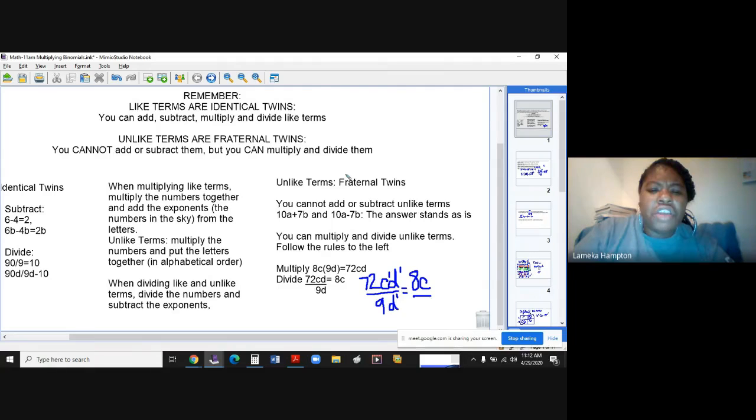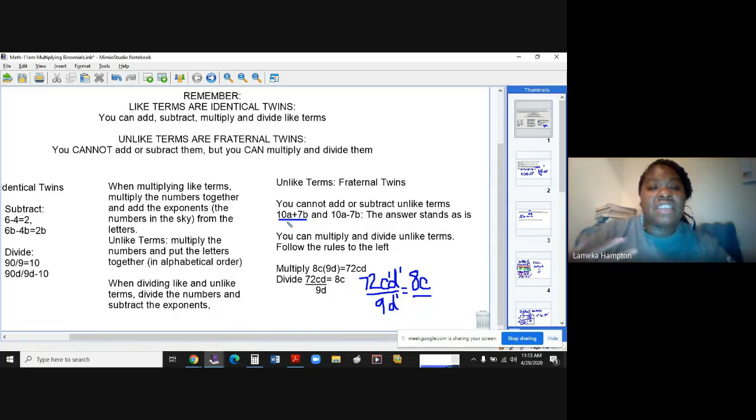I have written here, you cannot add or subtract unlike terms. That is going to be very important when we start doing this thing called factoring, trinomials, and all that other fun stuff. So remember, you cannot add nor subtract unlike terms. The example that I used here was 7b plus 10a or 10a plus 7b. My answer would not be 17ab. That's not how they go. This would be my final answer simply because they have different letters.